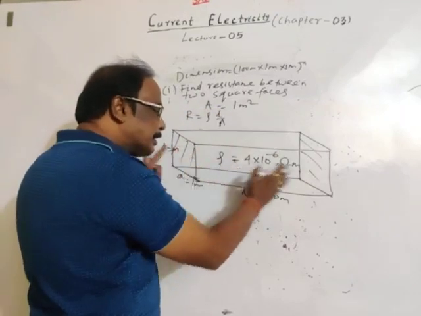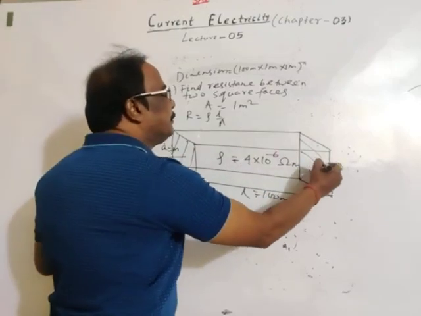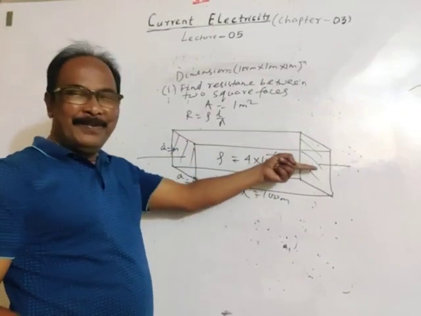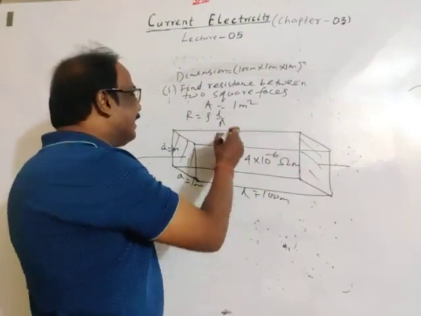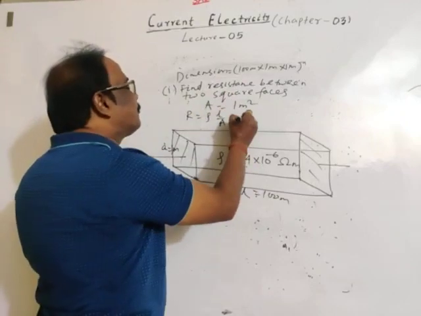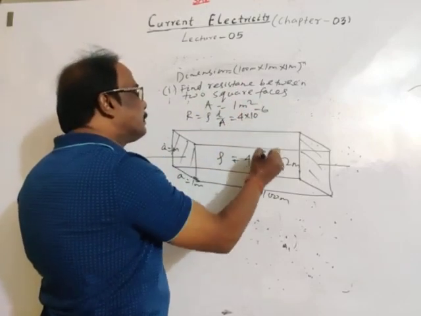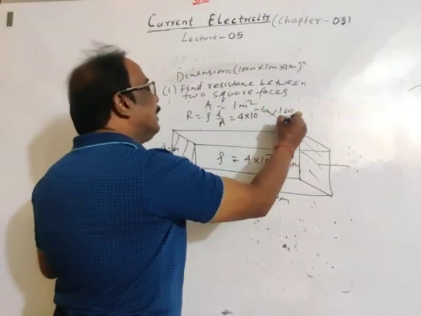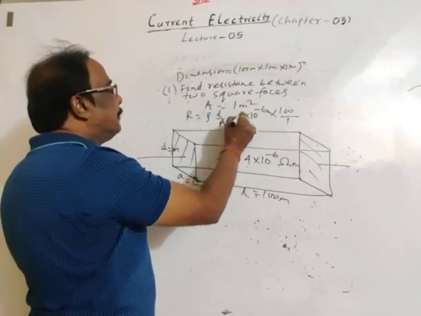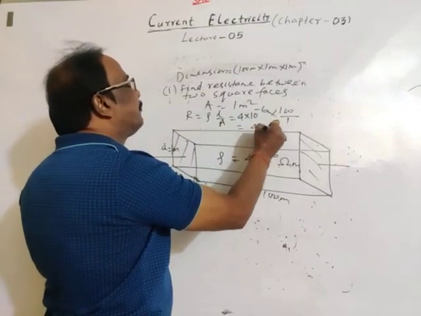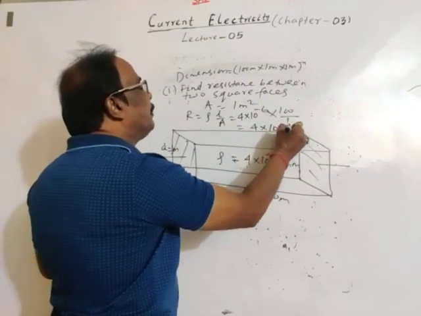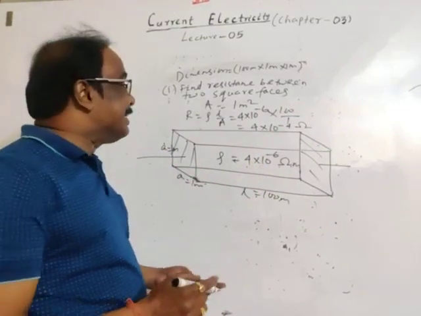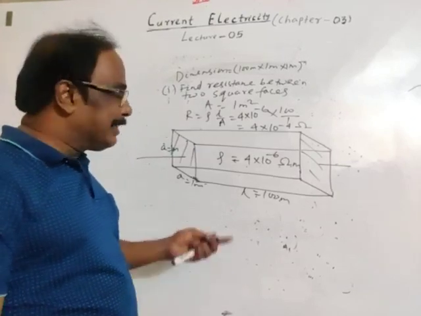Between these two faces, this is the distance. This is connected to positive, this is connected to negative. Current flows from one cross-sectional area to the other, rho L by A. Rho is 4 into 10 to the power minus 6 ohm meter, length is 100 meter, area of cross-section is 1 meter square. Solving it, we will get 4 into 10 to the power minus 4 ohm. Too easy. This is the first bit. Then let's move to the second bit.